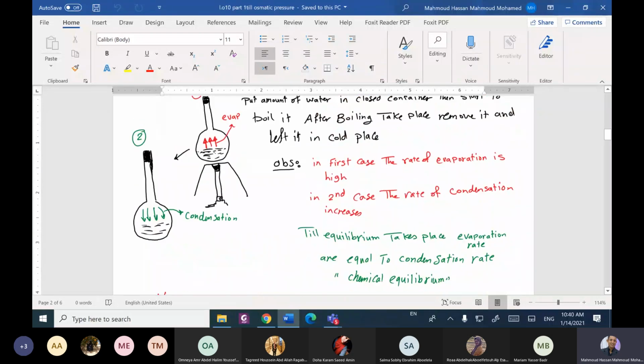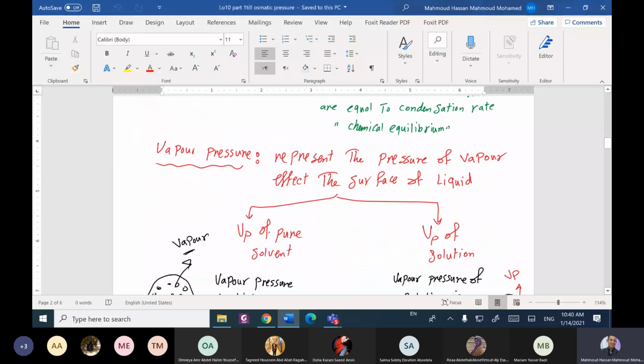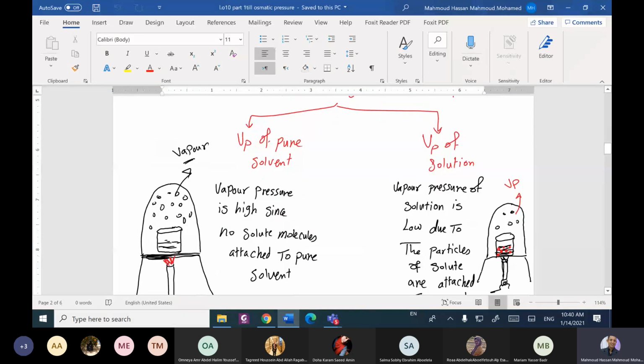But we talk about the pressure that is caused by the vapor. The vapor causes the vapor pressure. What is meant by the vapor pressure? It represents the pressure of the vapor acting on the surface of the liquid. So, if we start to compare between two substances, the pure solvent, with no salt in it, like pure or distilled water, and the solutions.